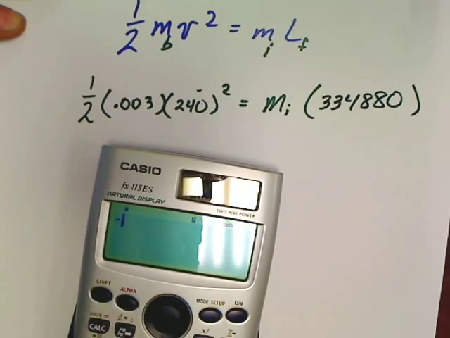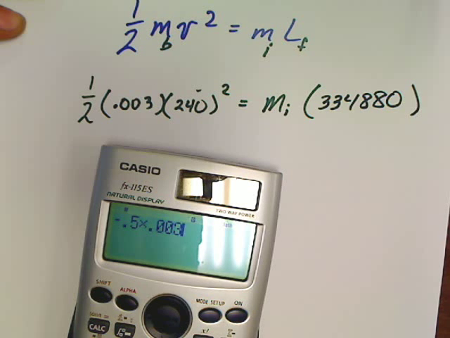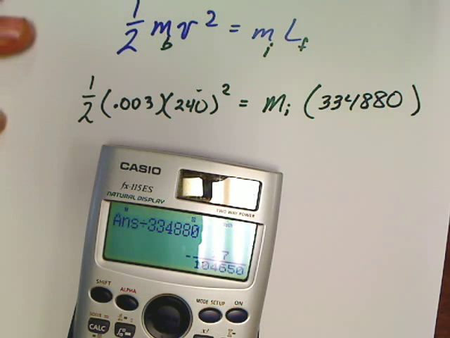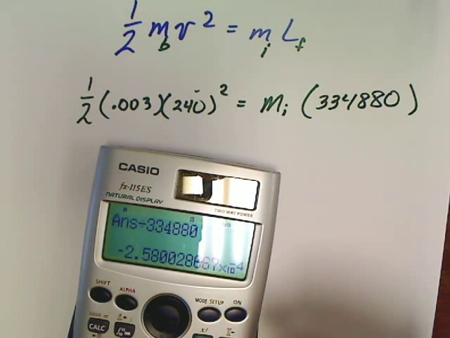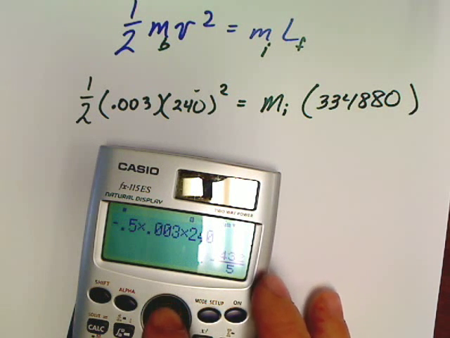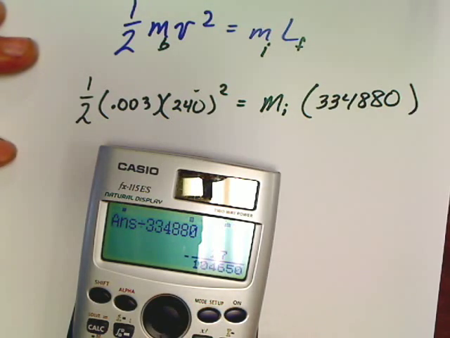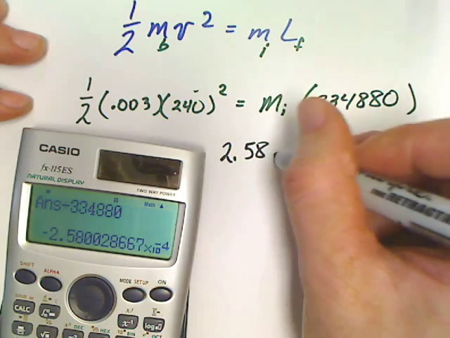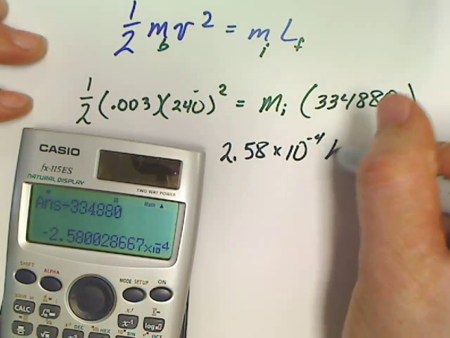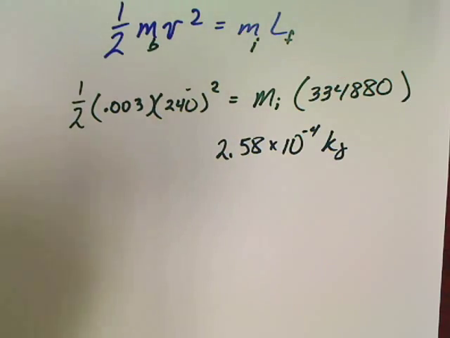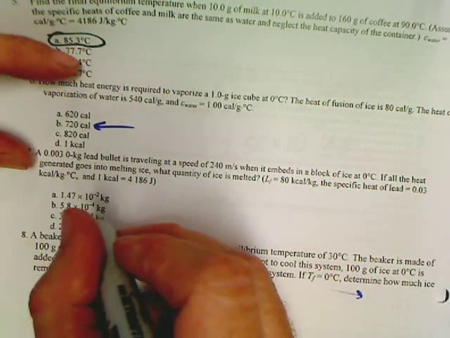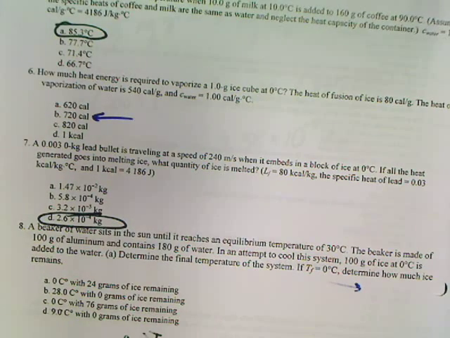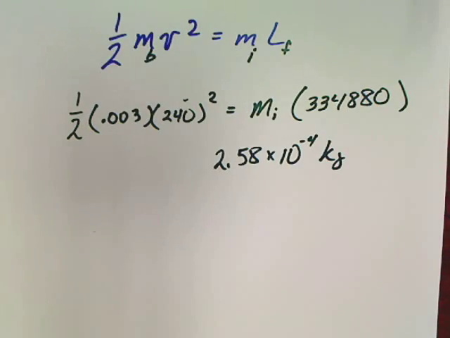So let's plug in our numbers. A half times 0.003 times 240 squared, divided by 334,880 is equal to, how did I get a negative in here? I don't even know. I had negative at the beginning. Let's ignore that negative. So I've got 2.58 times 10 to the negative 4 kilograms. Good grief, that's not very much. But luckily, answer D is 2.6. So we have got the answer to this one.